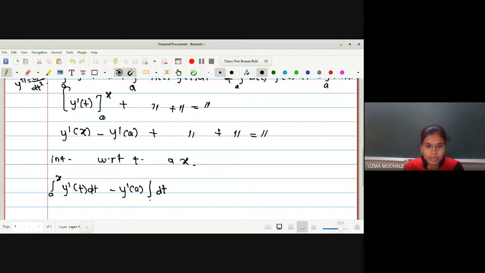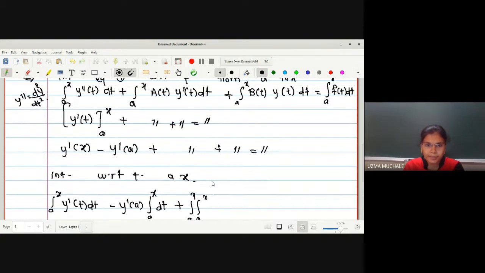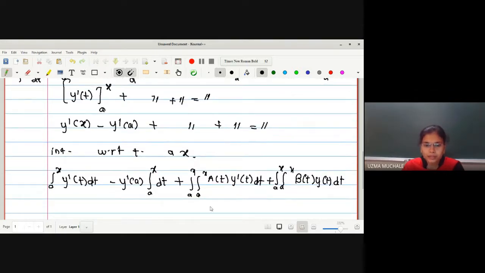Evaluation of a function at some point a. Then it is integration with respect to t, plus the next term we have to keep as it is: double integration a to x. You can see here these terms, a of t y dash of t dt, plus the next term, integration a to x b of t y of t dt, right? It is equal to again double integration a to x f of t dt. Okay.